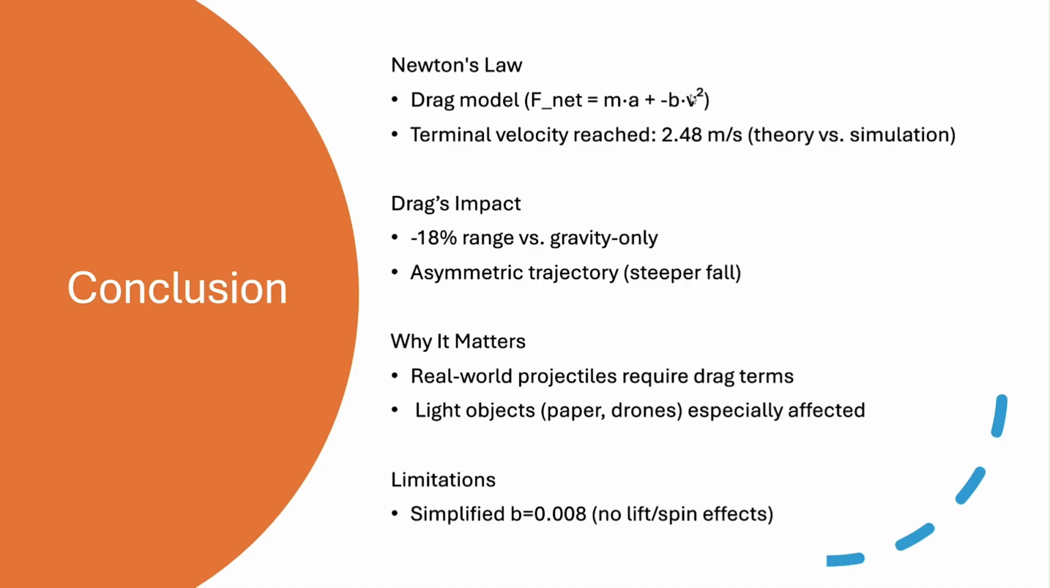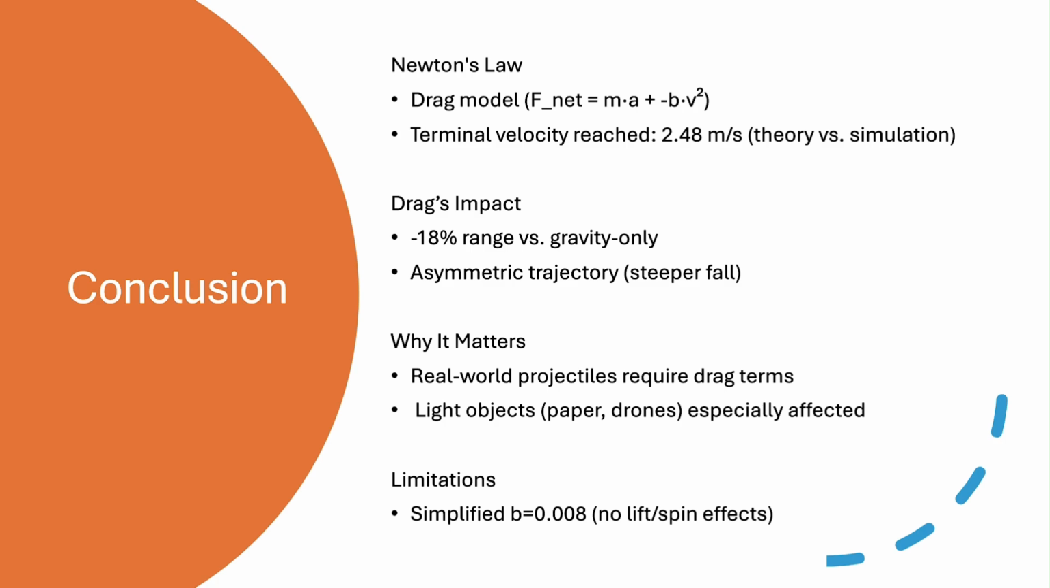In conclusion, this experiment highlights how Newton's law combined with the quadratic drag model, where F net equals ma minus b v squared, explains the observed motion, including the object reaching terminal velocity at 2.48 meters per second, matching theory. The drag's impact is pretty clear. It reduces range by 18% compared to the gravity-only model and creates an asymmetric trajectory with a steeper fall.